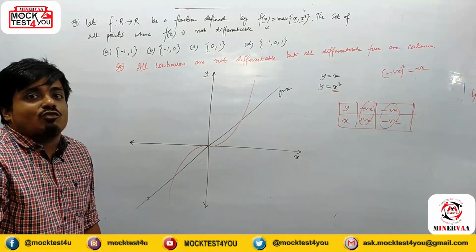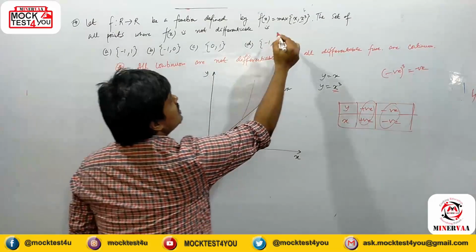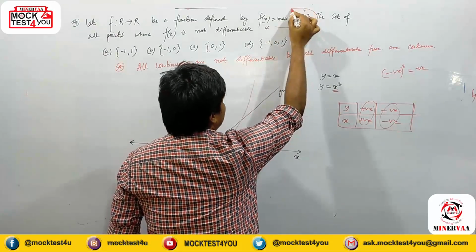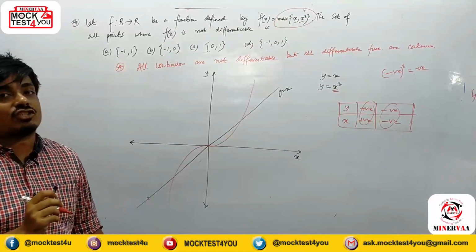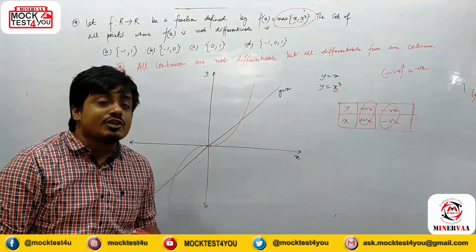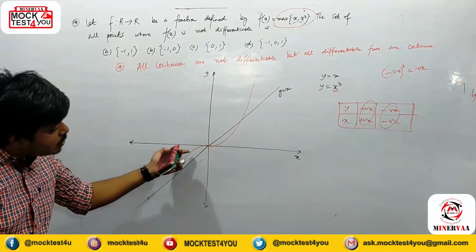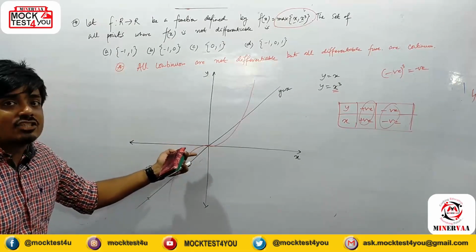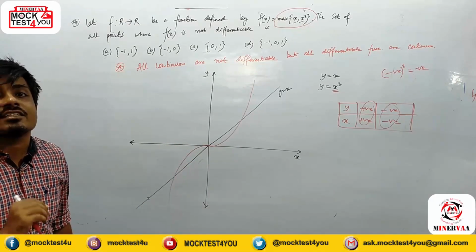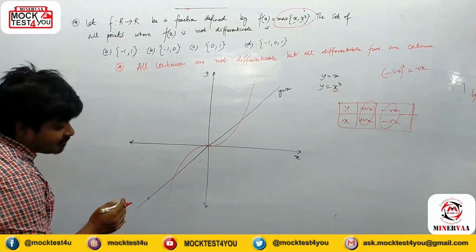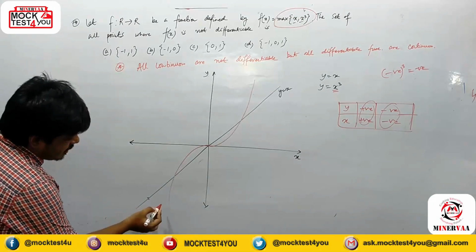Now I have drawn the two functions. Now my question comes here. f(x) is equal to the maximum of x and x cube. Now what does maximum of x and x cube mean? Among those two functions x and x cube, which is the highest? Look here, guys. Let me see which one is the highest.